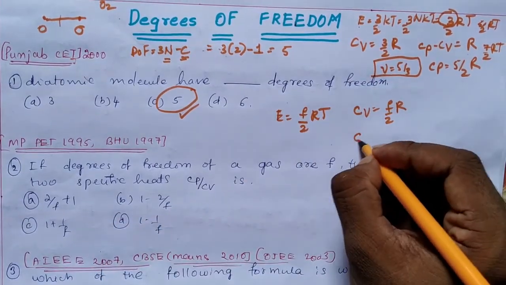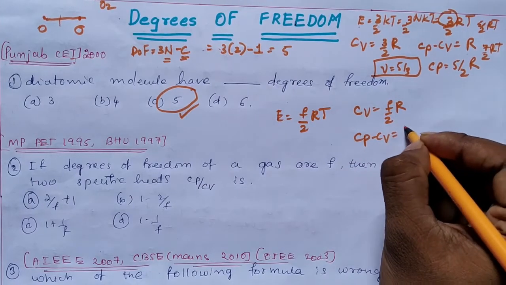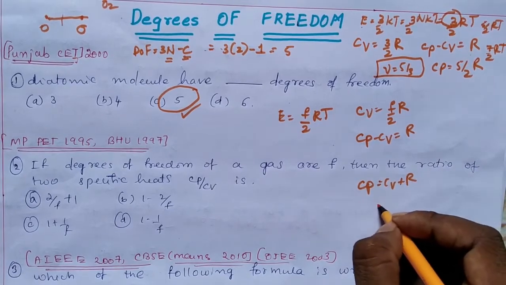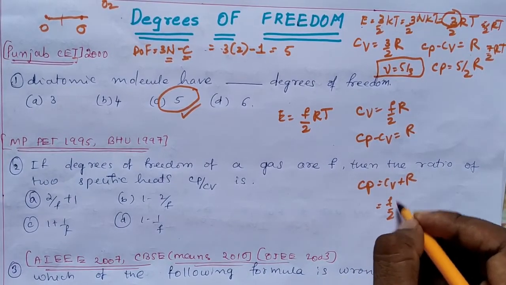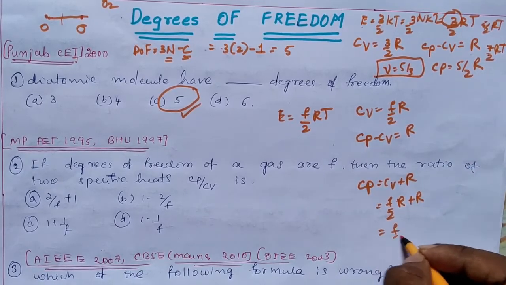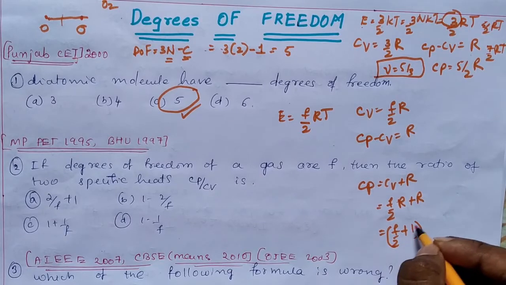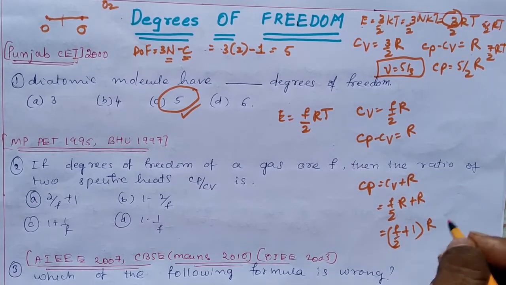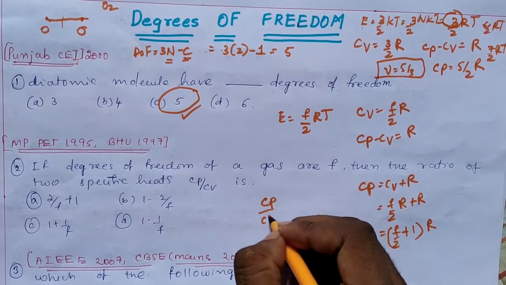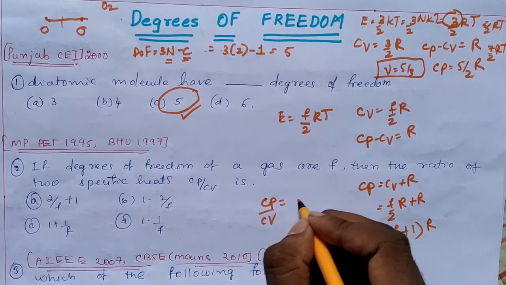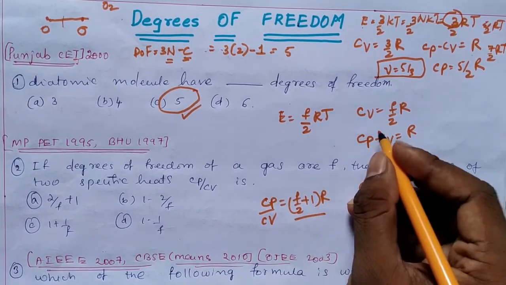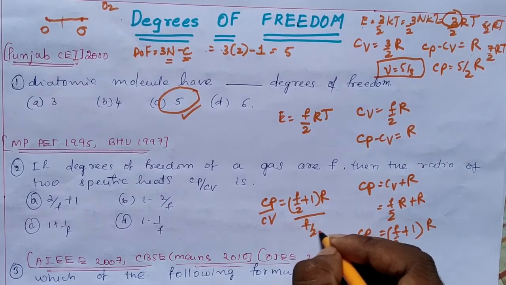Isn't it? Then the Cp minus Cv relation is what? Cp minus Cv is equal to R. Cp is equal to Cv plus R, but Cv we have calculated as F by 2 R, plus R. So taking R common, you will get F by 2 plus 1 into R. This is Cp. So the atomicity, or Cp by Cv ratio, is Cp, which is F by 2 plus 1 R, divided by Cv, which is F by 2 R.